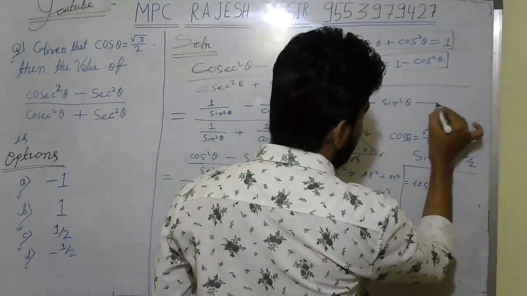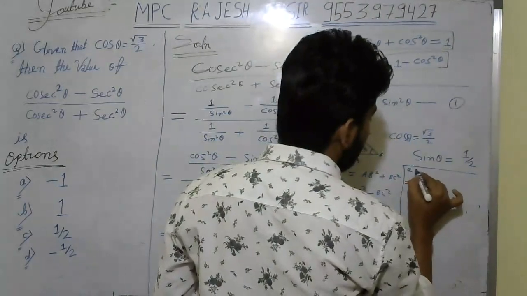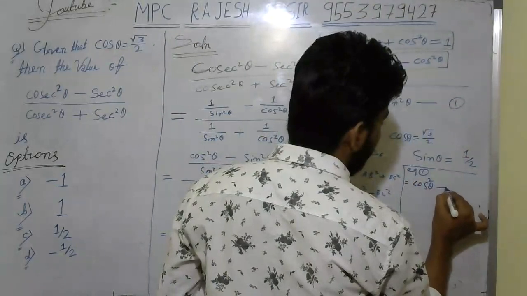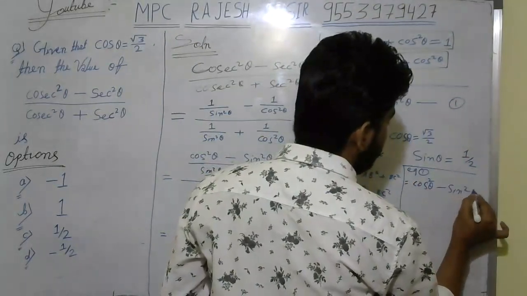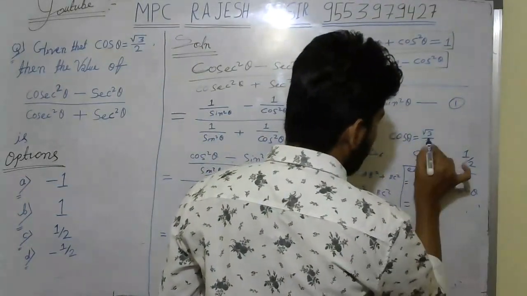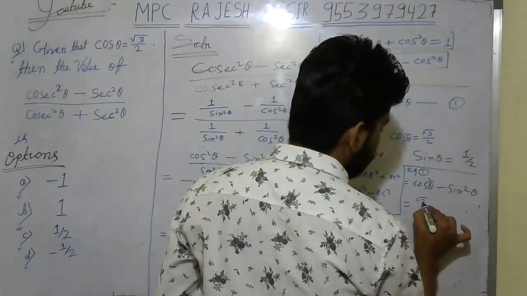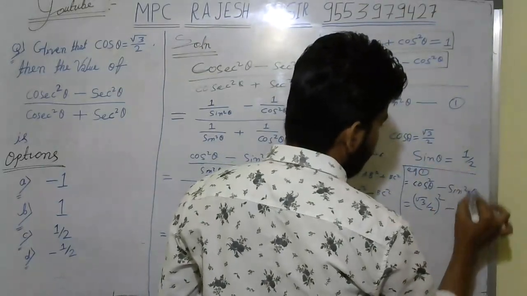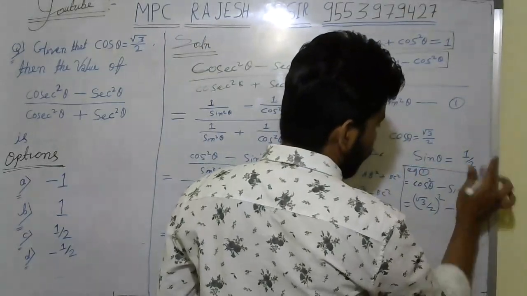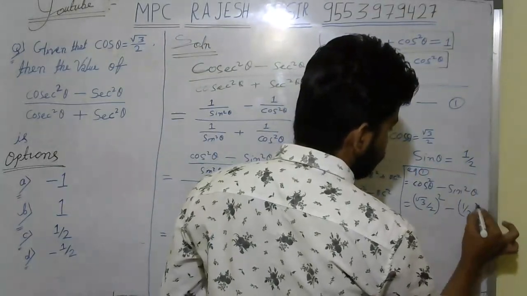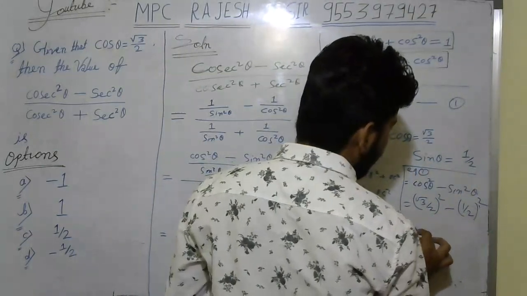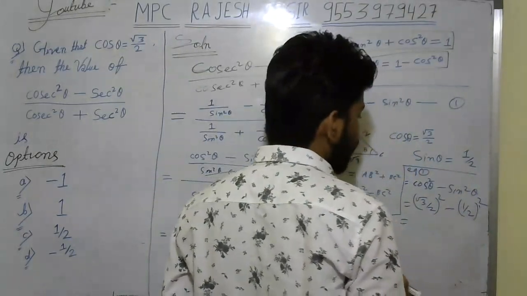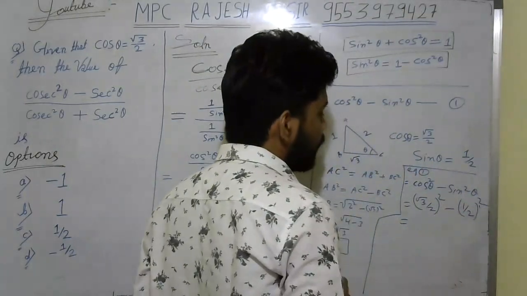Take this as equation number 1. So in equation 1 we are going to solve cos square theta minus sin square theta. Here cos means root 3 by 2, root 3 by 2 whole square, minus sin, which is already given here as 1 by 2. Look, I am trying to solve in the easiest way, not the difficult way, so each and every student can easily understand.